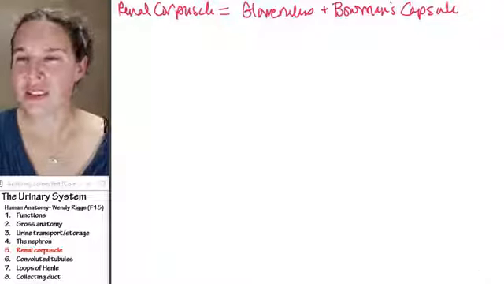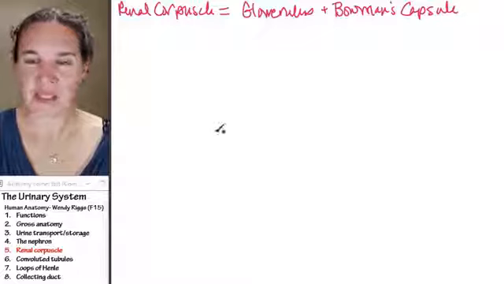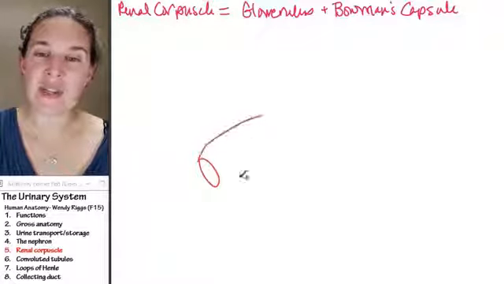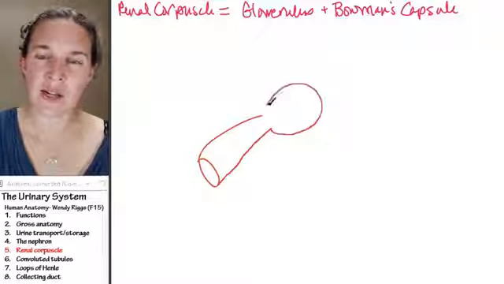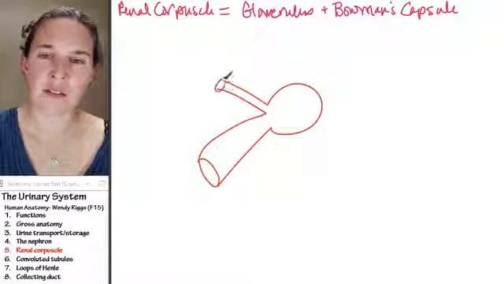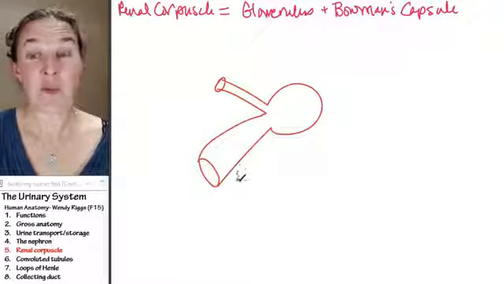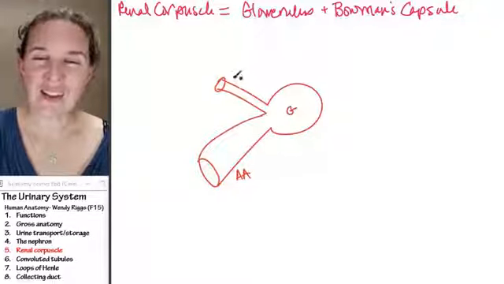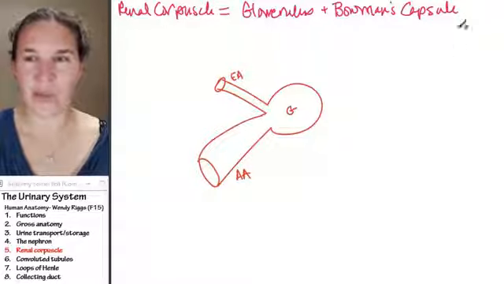So let's draw this again so that it's nice and clear. And remember, how did blood get into the glomerulus? This is my glomerulus right here. And how did blood get in there? It came in through the afferent arteriole. And this is the glomerulus. And it left via the efferent arteriole. So you're good with that?